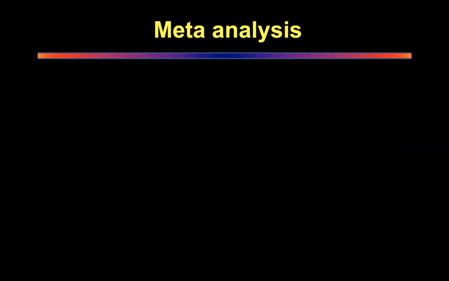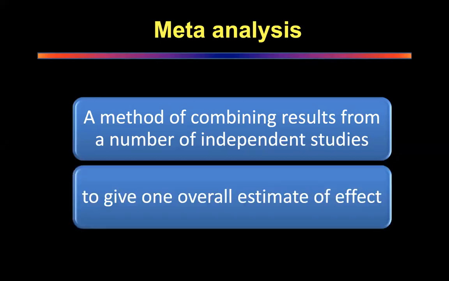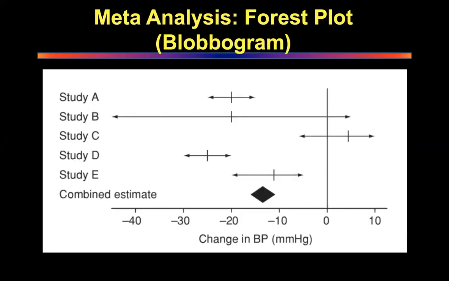Okay, so let's go ahead. Let's look at meta-analysis. We spoke about it: meta-analysis is a method of combining results from a number of independent studies to give one overall estimate. I brought this here for a reason. This is how a meta-analysis is represented. There is something called a forest plot. If you look at this forest plot, there are 5 studies, A, B, C, D, E.